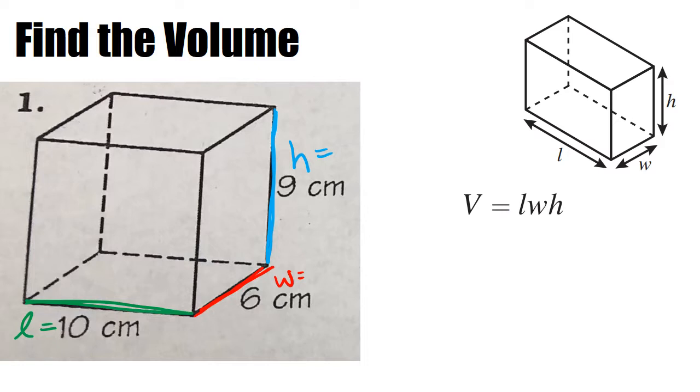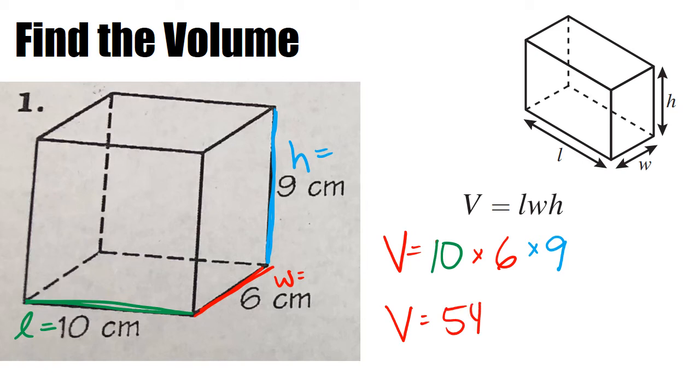So for volume, all I'm going to do is I'm going to do my length, which is 10 centimeters. And I'm going to multiply that by my width, which is 6 centimeters. And then I'm going to multiply that again by 9, which is my height. So let's go ahead and do that in the calculator. 10 times 6 gives you 60 times 9, gives you a volume, which is equal to 540 centimeters cubed.